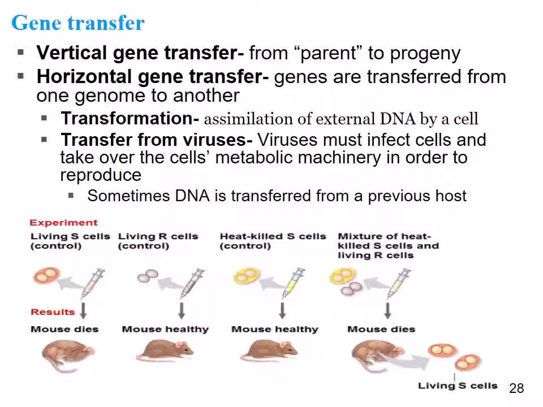But this last step is what's kind of fascinating here. So we have heat-killed S cells and live R cells injected into the mouse, and the mouse dies. And when we culture a sample from the mouse, so we grow the bacteria that came from the mouse in a lab, we get live S cells. So that means the R cells picked up the genetic information from the S cells from the environment to produce that capsule. So that is an example of horizontal gene transfer.